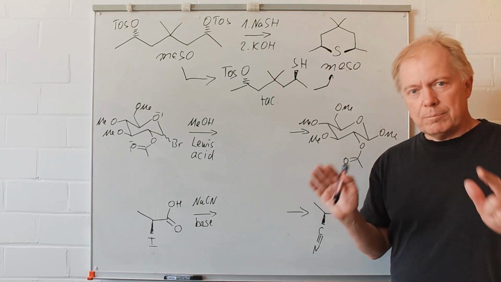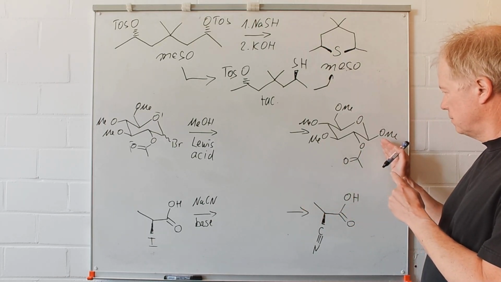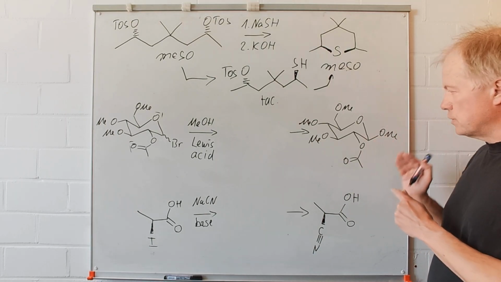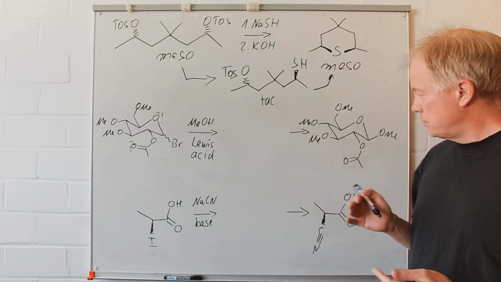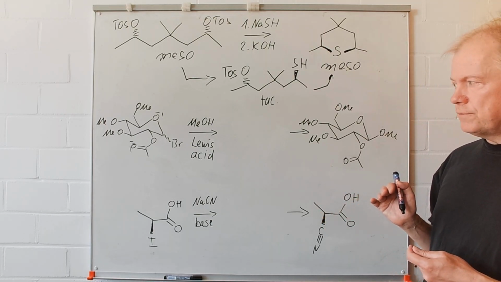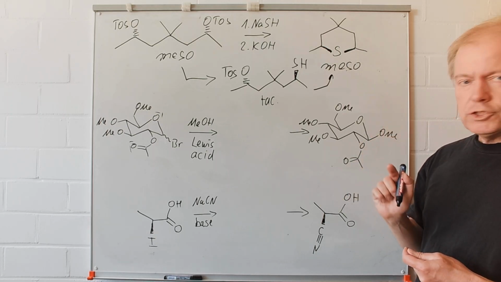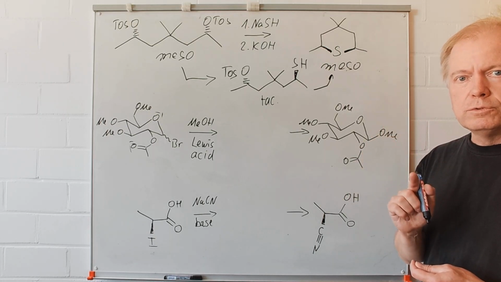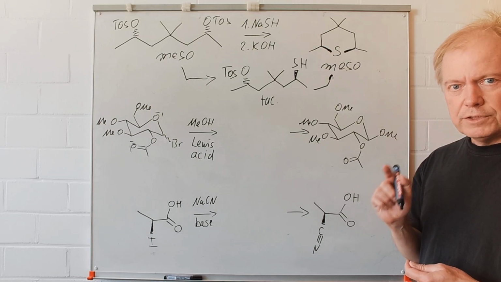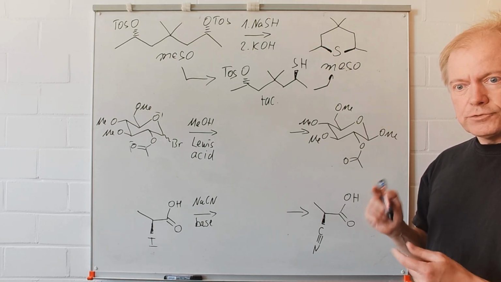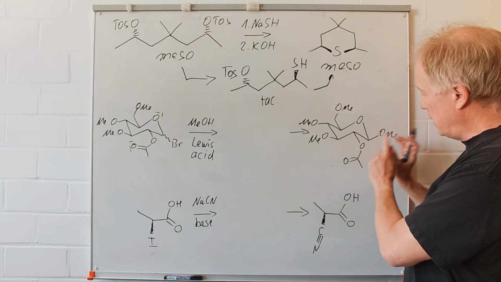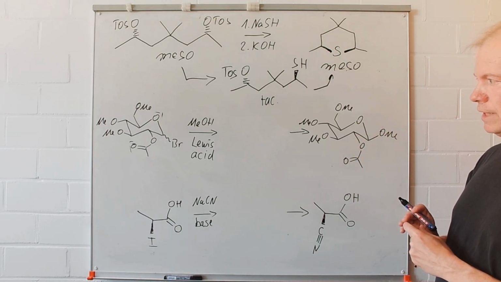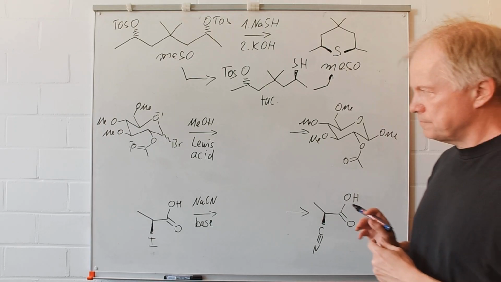There might be a couple of reasons for that the equatorial position is preferred in this case. However, there is a special reason, a neighboring group participation, which is responsible for the very, very high selectivity of this reaction. So, how can we explain that?